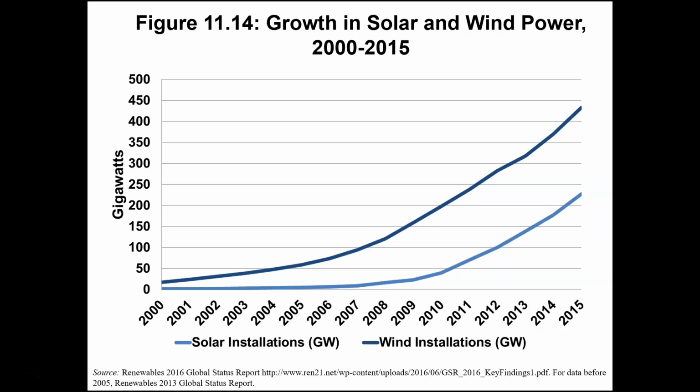We have seen growth in these areas. So these are over time, starting in 2000 up to 2015. Really, in the last couple of decades, we have seen tremendous growth in solar and wind power. In terms of the gigawatts produced, solar installations are the lighter blue, and wind installations are the darker blue. And so you notice that they really are picking up. They're growing in terms of how much these sources are being installed and used.